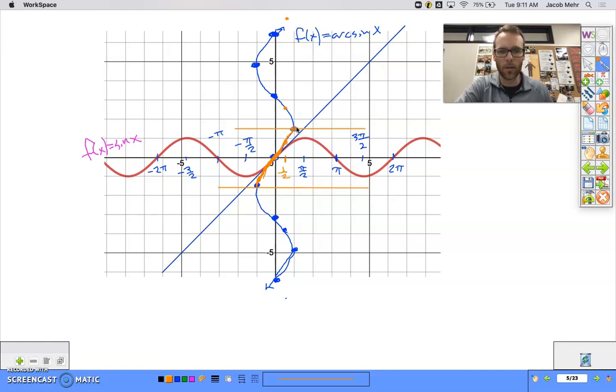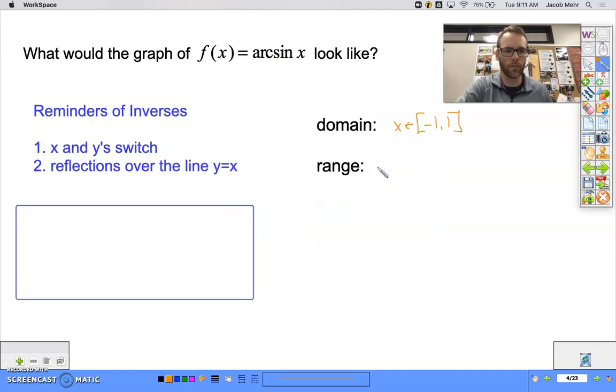Well, this y value came from reflecting this point, which had an x value of pi over 2. This point is 1 comma pi over 2. And this point is -1, negative pi over 2. So our range is negative pi over 2 to pi over 2.